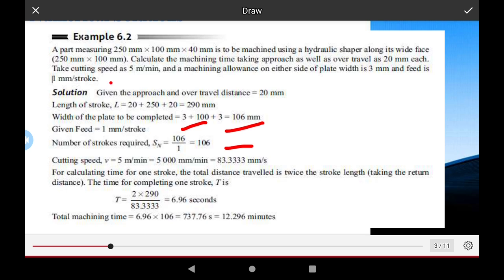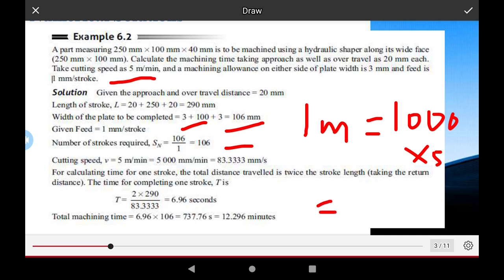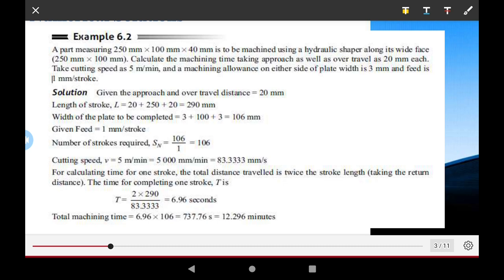The cutting speed is given as v equal to 5 meter per minute, and we convert it to mm per minute. Since 1 meter equals 1000 mm, multiplying by 5 gives 5000 mm per minute. Converting to the other unit, this is 83.33 mm per second.